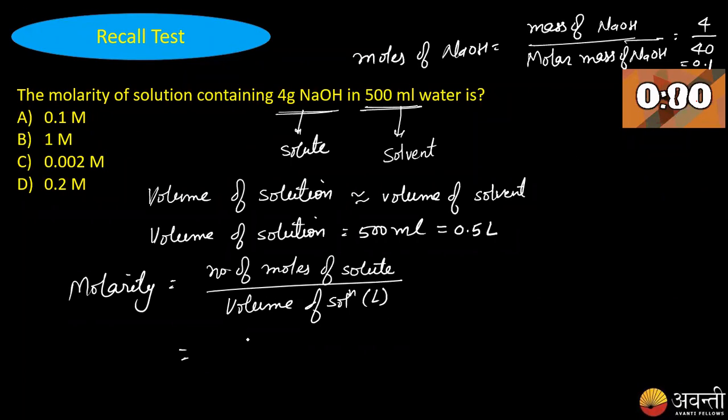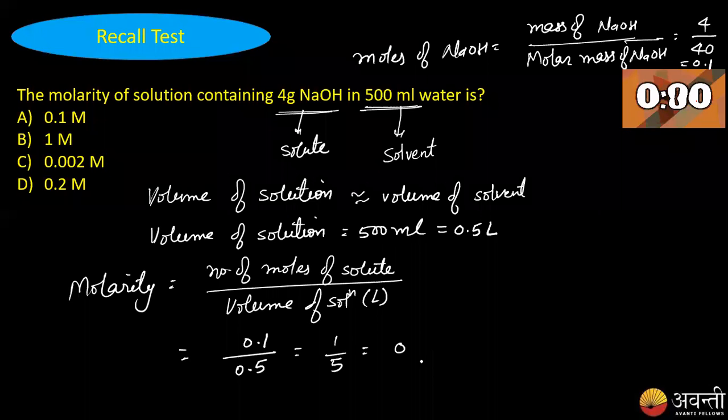So let's put those values here. The number of moles of solute is 0.1. The volume of solution is 0.5 liter. If this is moles and this is liter, you don't have to multiply by anything. This is 1 by 5, and when you solve it, it will be 0.2 mole per liter. The molarity of the solution containing 4 grams sodium hydroxide in 500 ml water is 0.2 M. Hence, the correct answer is option D and not C.